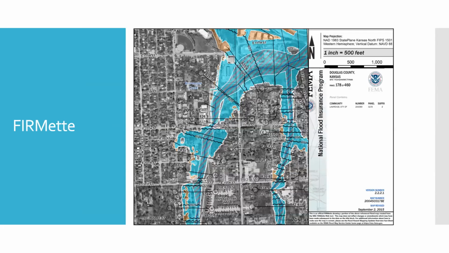So on my FIRMette, this is what it looks like, a little bit bigger. So I can use the map scale to measure that. You have the next step.